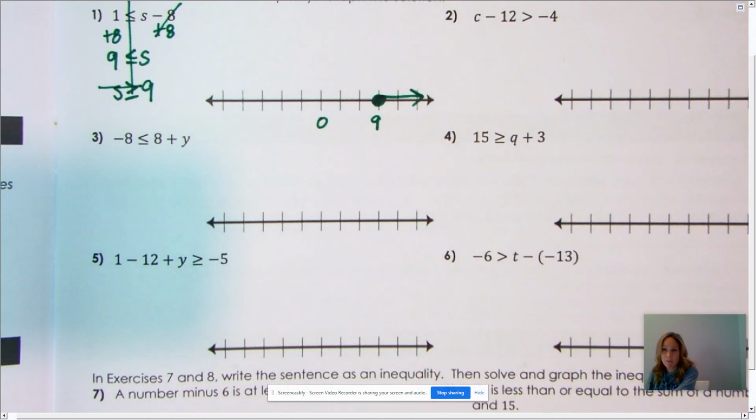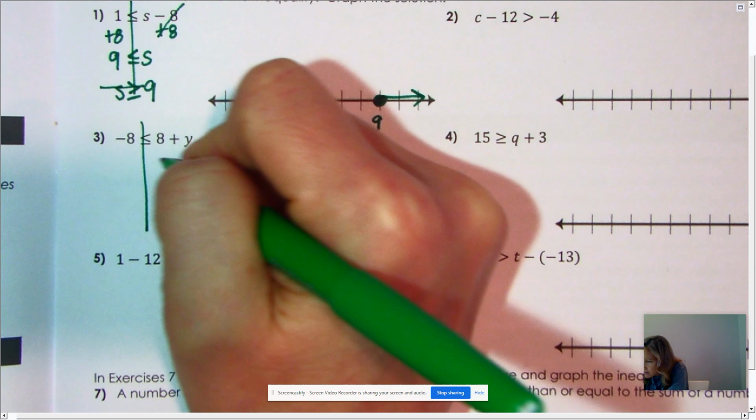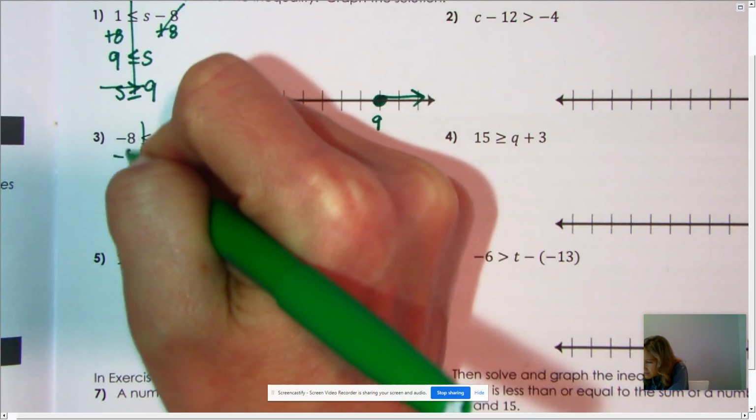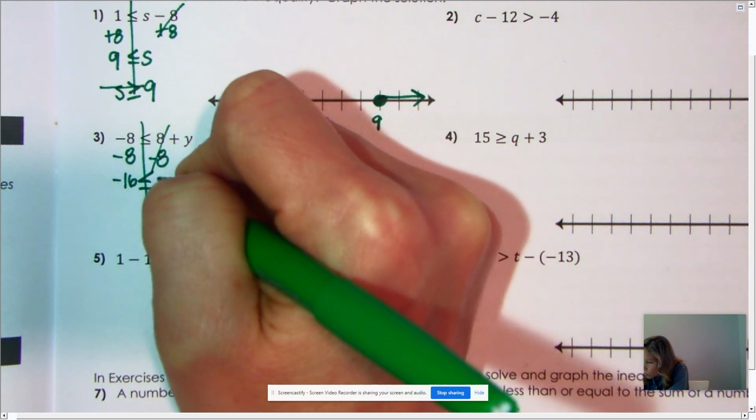You're just going to add 12 on both sides. Question number 3, there's our Y. I'm going to subtract 8 on both sides. So I get -16 is less than or equal to Y.